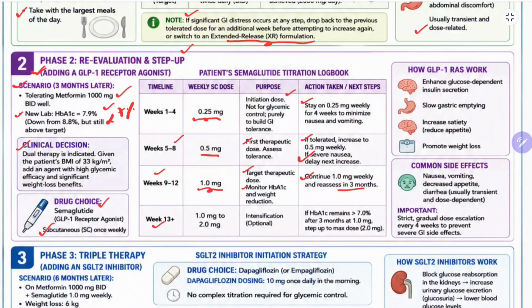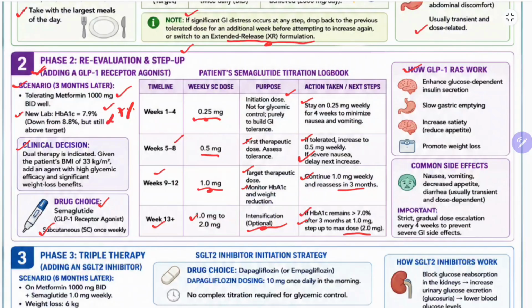After week 12, meaning in the 4th month, one can increase from 1 mg to 2 mg. It is an optional dose increment. This dose increment from 1 mg to 2 mg is indicated if HbA1c remains still above 7% after 3 months at 1 mg subcutaneous dose. So the maximum dose is 2 mg.